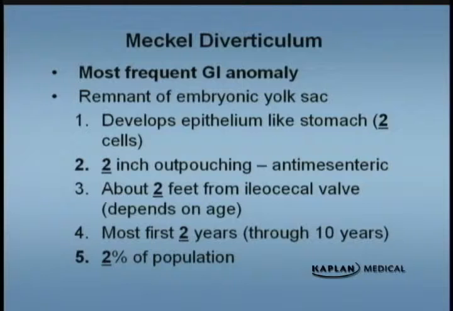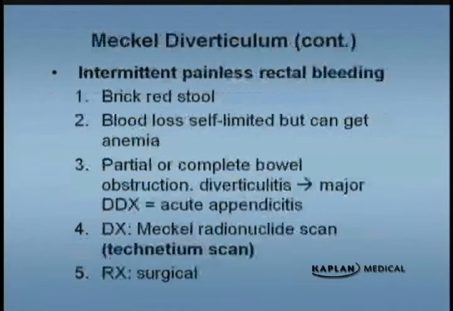I always consider it a disease of twos, and you have a whole bunch of twos listed there. It has two types of tissue. It has ectopic gastric mucosa in it. It is about 2 inches in size, usually on the antimesenteric border. It is about 2 feet from the ileocecal valve. It is most common at around 2 years of age, and it occurs in about 2% of the population. There's 5 twos right there. It's an easy way to remember it.